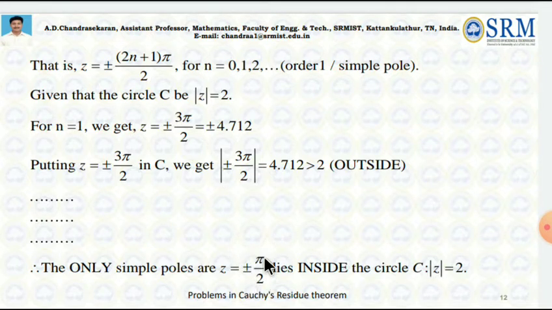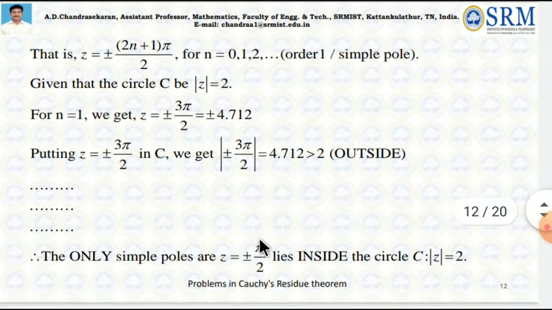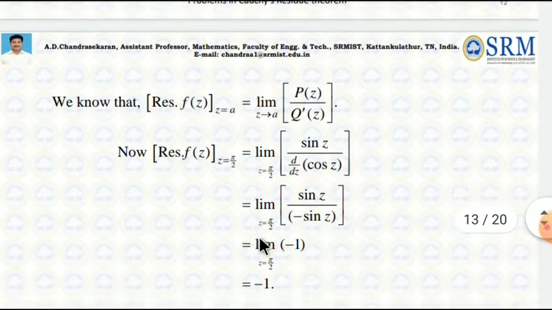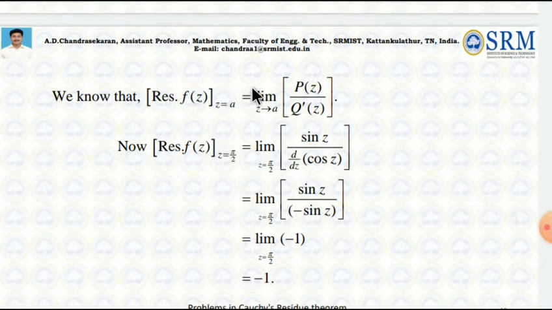Let us find out the residue of f of z at plus pi by 2 and minus pi by 2. Got it? But this time f of z looks like p of z by q of z model. That means we apply the formula: residue of f of z at z equal to a is equal to limit z tends to a of p of z by q dash of z. That means differentiate the denominator alone. So what's the p of z? Sin z. What's the denominator? Cos z. So differentiate cos z with respect to z, we get minus sin z.